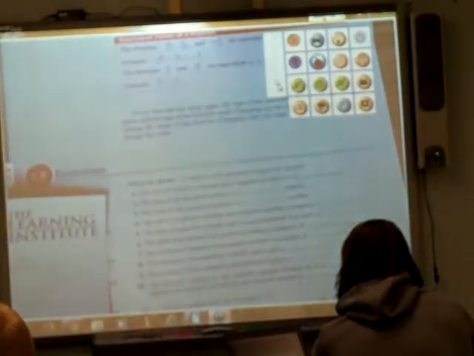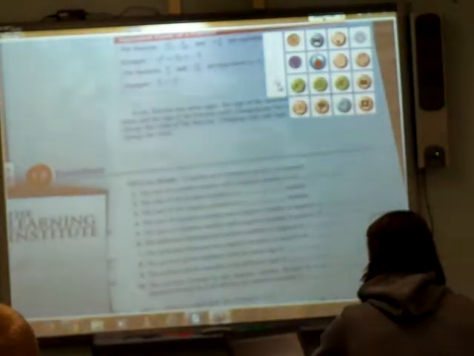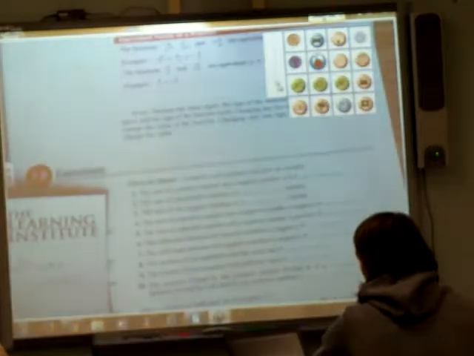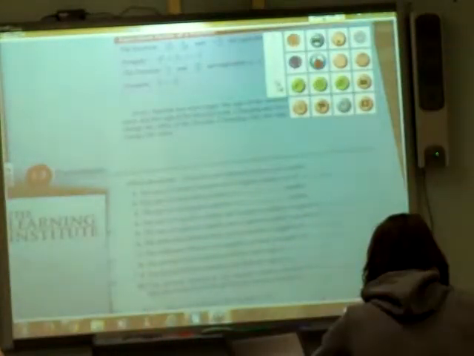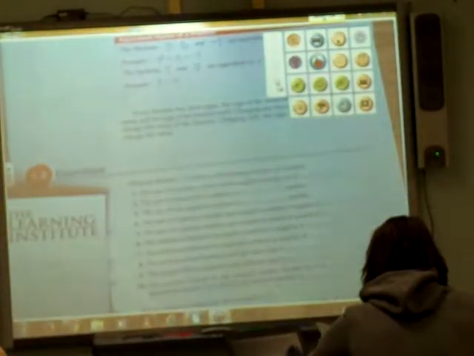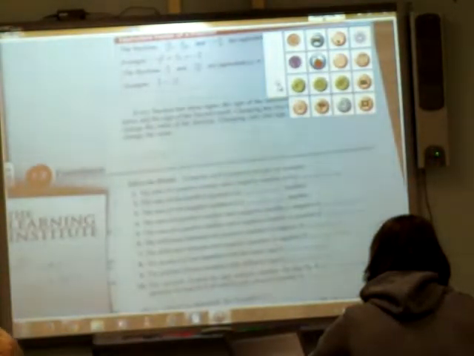Number two. The sum of two positive numbers is a blank number. The sum of two negative numbers is a blank number.